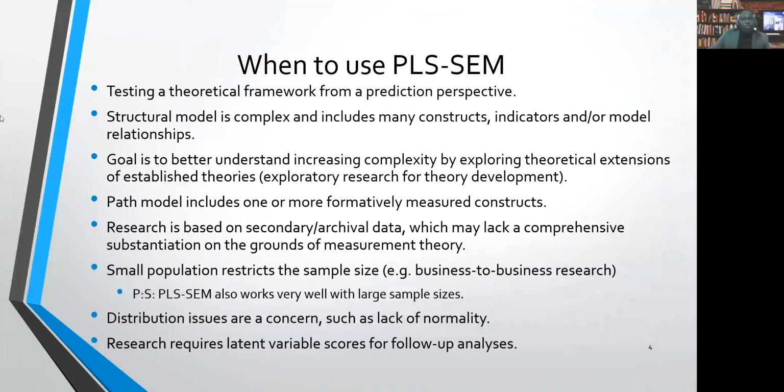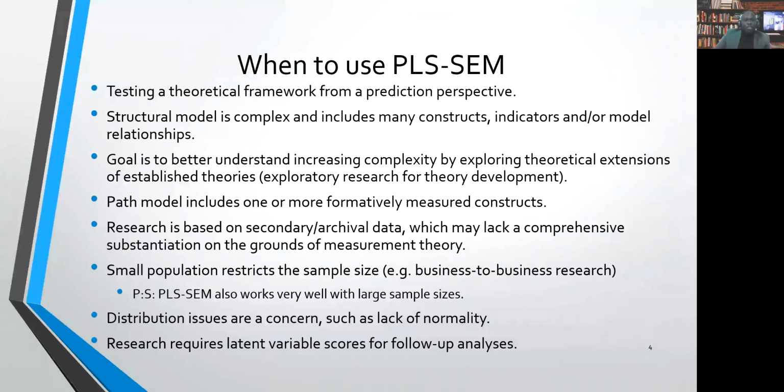When the goal is to better understand increasing complexity by exploring theoretical extensions of established theories, as I said earlier. So TAM, the Technology Acceptance Model, is an already established model. If you want to understand its increasing complexity, you can employ PLS SEM. When the path model includes one or more formative measures, you can use SEM. When the research is based on secondary or archival data, which lacks a comprehensive substantiation on the grounds of measurement theories, you can use SEM for that.